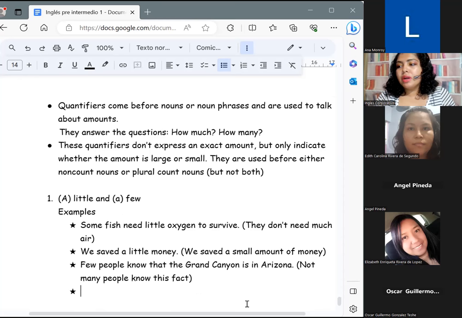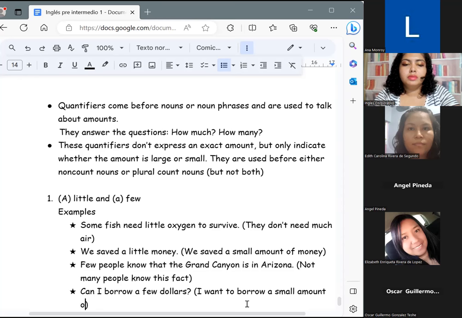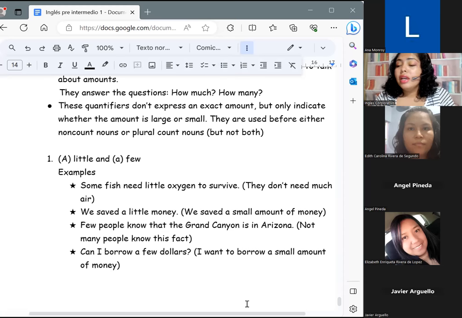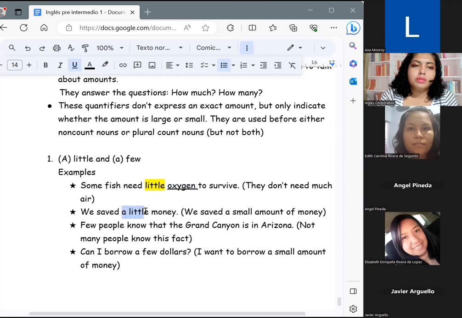And the last example, can I borrow a few dollars? And the explanation is that I want to borrow a small amount of money. Okay, in this case, we're going to mark the quantifiers and also the nouns that we have in the sentences. In this case, we have little, that is the quantifier, and the noun oxygen. Then we have a little, and then the word money.